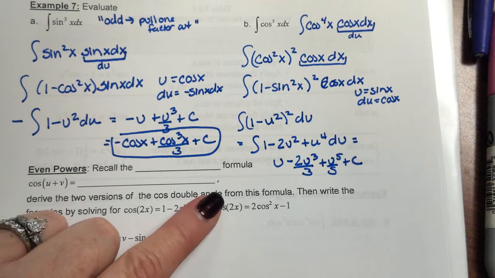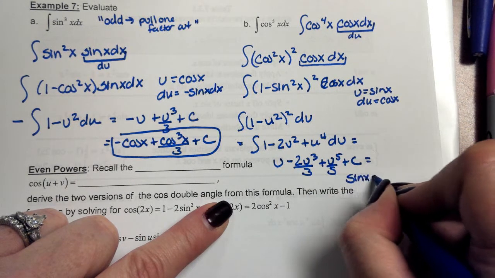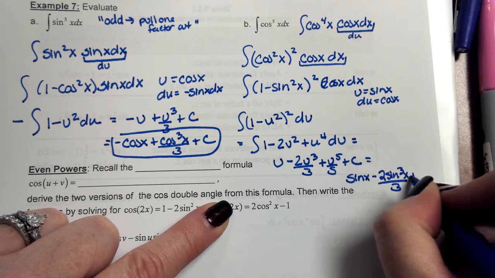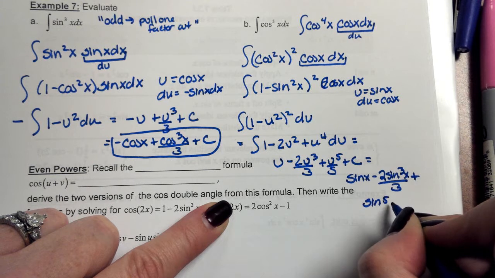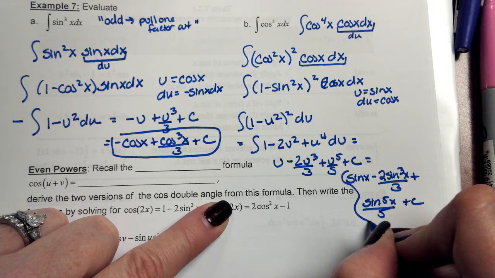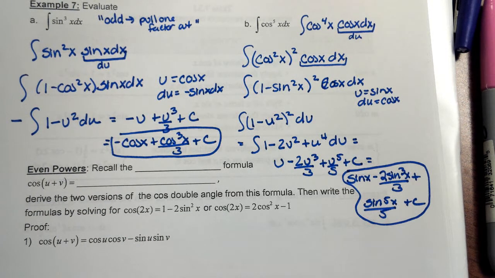And I can replace now my u and bring back in the sine. So I have the sine of x minus 2 times the sine cubed of x over 3 plus sine to the fifth x over 5 plus c. So that's how you can handle integrating higher powers of sine and cosine.